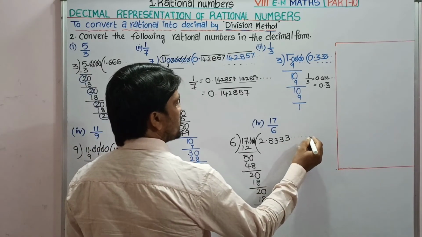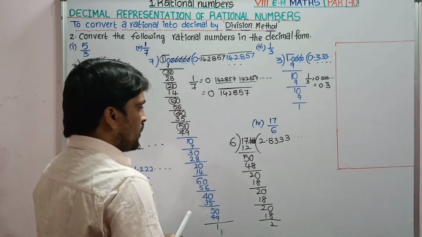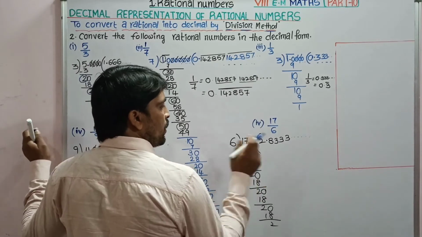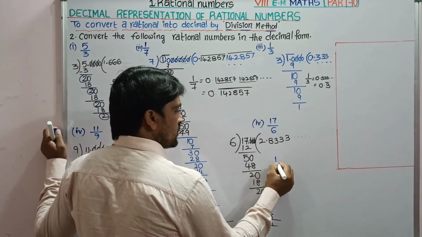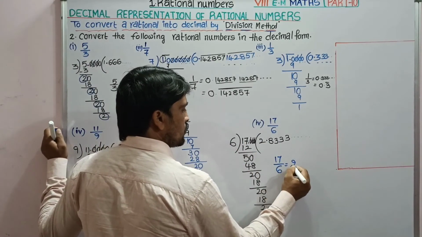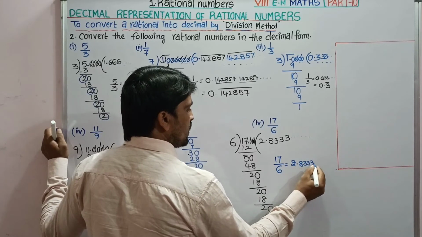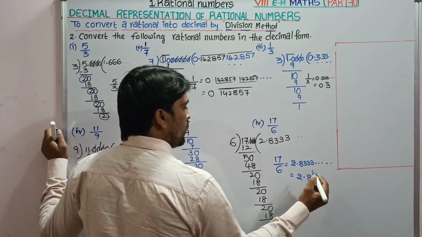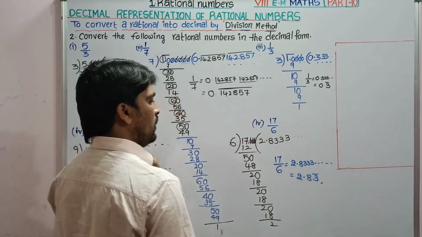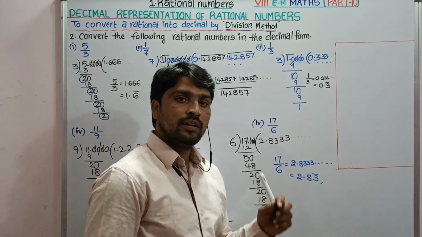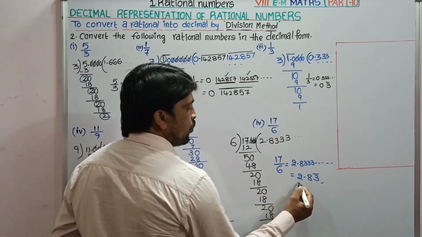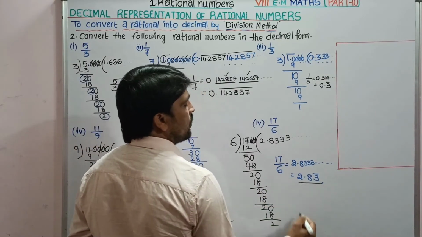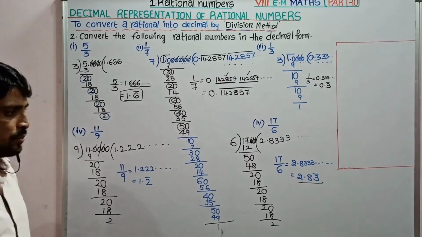That is, the digit 3 comes after the 8 in the decimal part of the quotient. So 17 by 6 can be written as 2.8333..., which can be concluded as 2.83 bar, as 3 is recurring in the decimal part after 8. Here 2.83 bar is also a non-terminating recurring decimal.